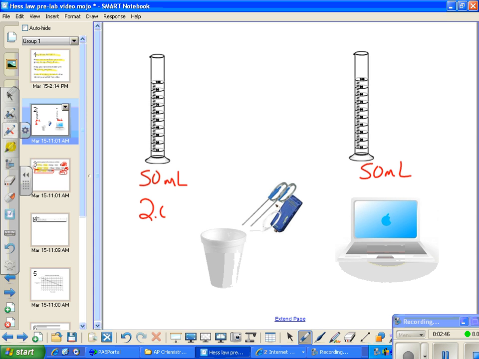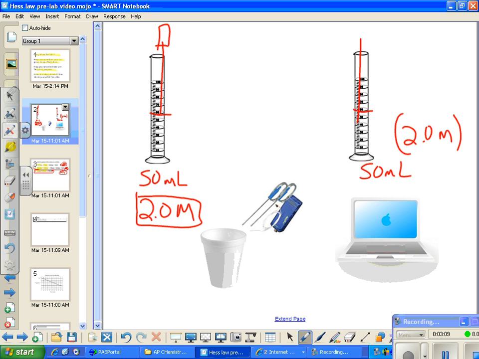Every one of the solutions we're using tomorrow is 2 molarity. So that's going to be 2 molar. That's going to be 2 molar, so it'll make our calculations super easy. So you're going to get 50 milliliters of one, 50 milliliters of the other. You have to check the temperatures before we start. So you have to measure the temperatures before we start with a separate thermometer that you'll put in there. Here's the separate thermometer. You'll measure the temperatures before we start.